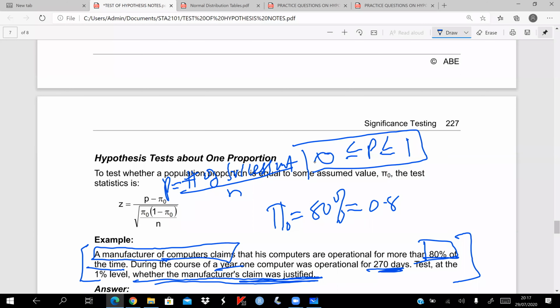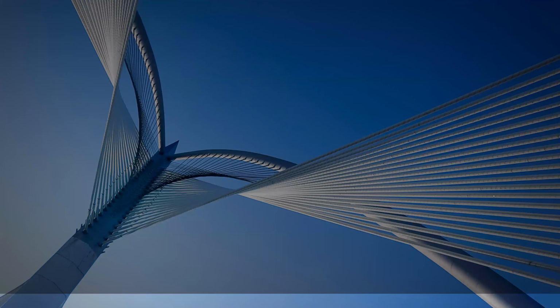270 is the number of success outcomes out of 1 year. 1 year has, so our n will be the number of days in a year. We shall assume it is 365. So our P will be 270 over 365. The proportion of time that the computer was working properly. That is what you will check. That is what you will use to test the hypothesis that the computer is working 80% of the time. Hope we are there.